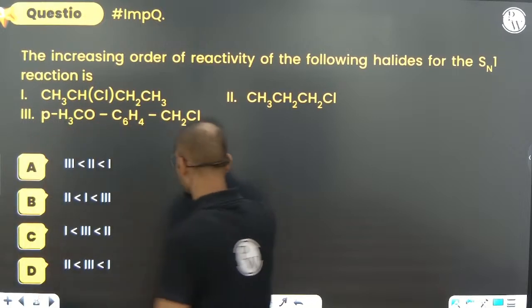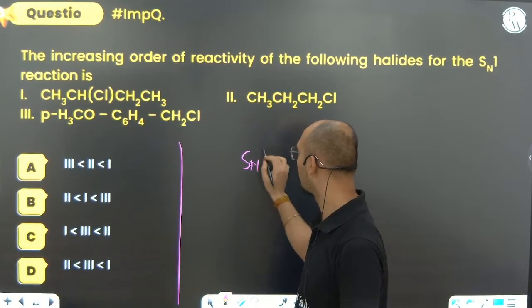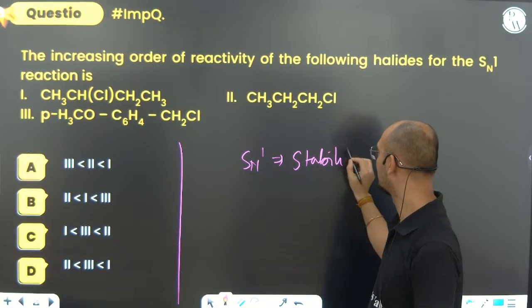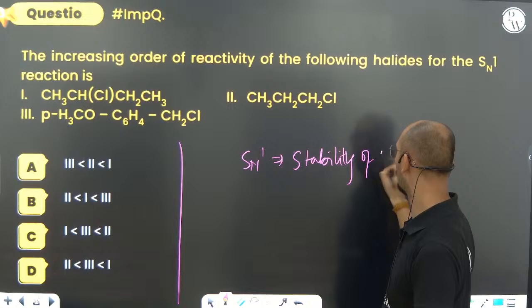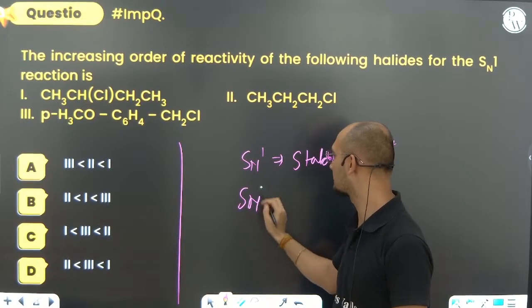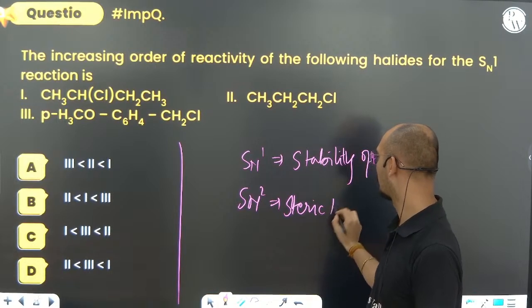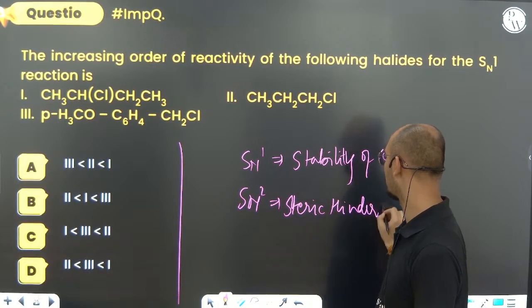Next, the increasing order of reactivity of the following halides in the SN1 reaction. Always remember, as I told you, for SN1, what is the main factor? Stability of carbocation. For SN2, what is the major factor? It is the steric hindrance. I hope you all understand it.